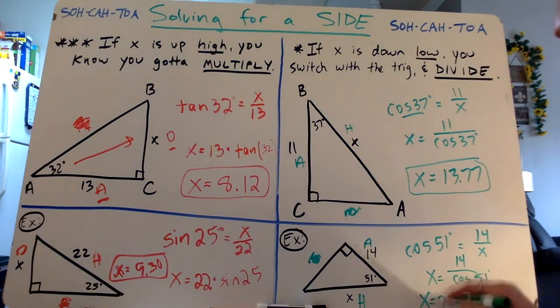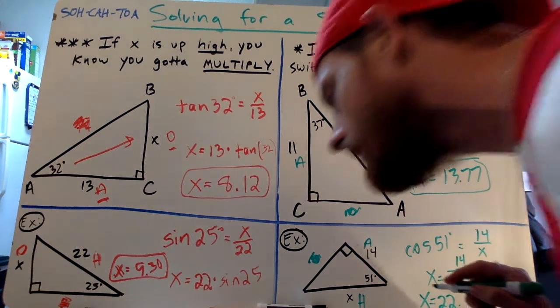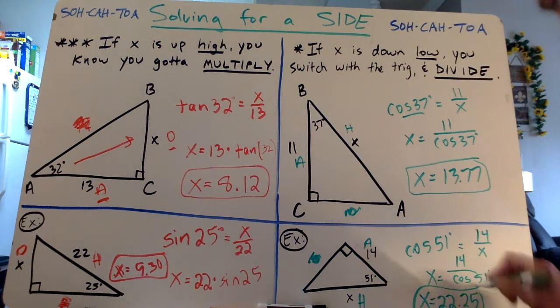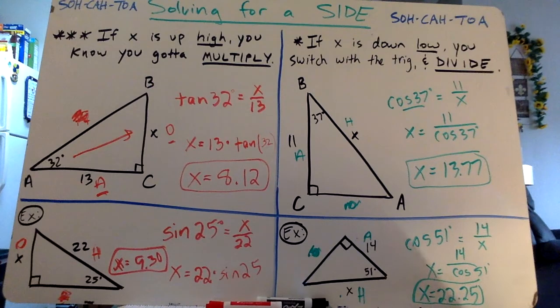X equals 22.25. And that is my hypotenuse. So that makes sense of why it's bigger than 14. Okay, so 22.25.